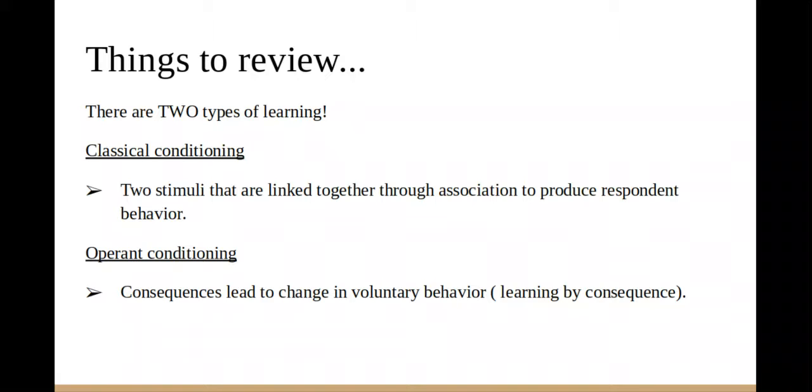Classical conditioning is basically two stimuli that are linked together through association to produce respondent behavior. On the other hand, operant conditioning is consequences that lead to a change in voluntary behavior, which is, in other words, learning by consequence. Now, it is important to focus on the details because it is really easy to mistake the difference between classical and operant conditioning.